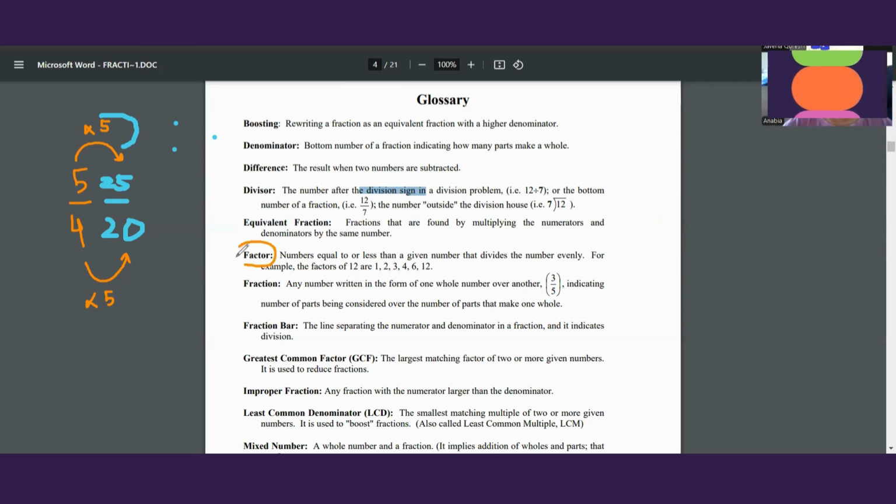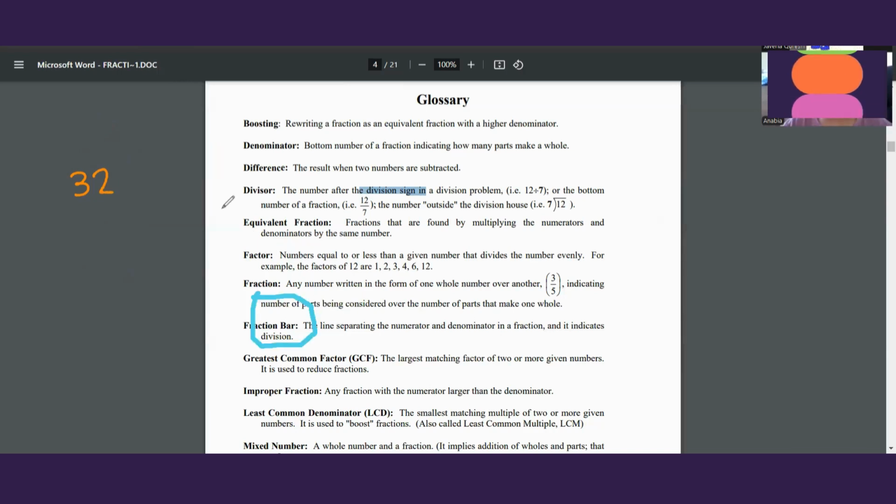What is a factor? Factors are numbers equal to or less than a given number that divide the number evenly. For example, the factors of 12 are 1, 2, 3, 4, 6, 12. So if I ask you, tell me a factor of 32. Yeah, this is easy. 16, 8, 4, 2, 1, and 32 itself.